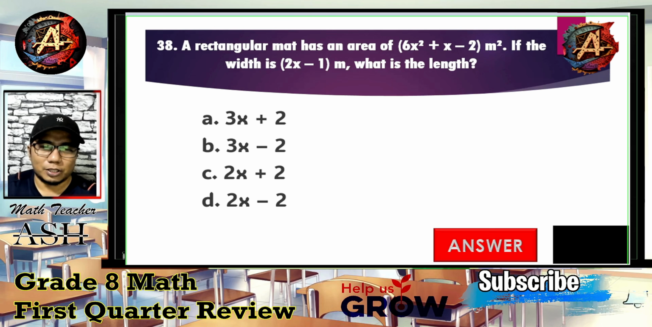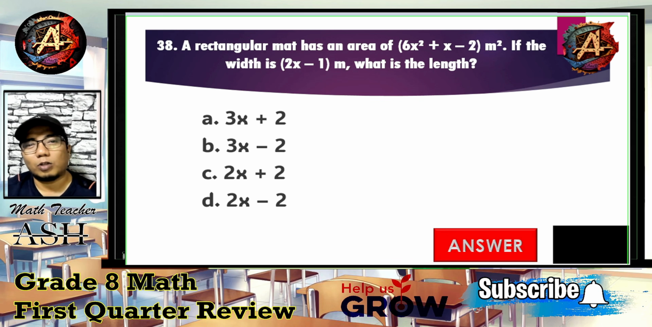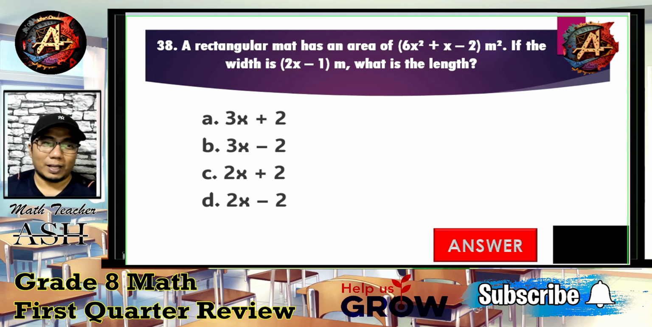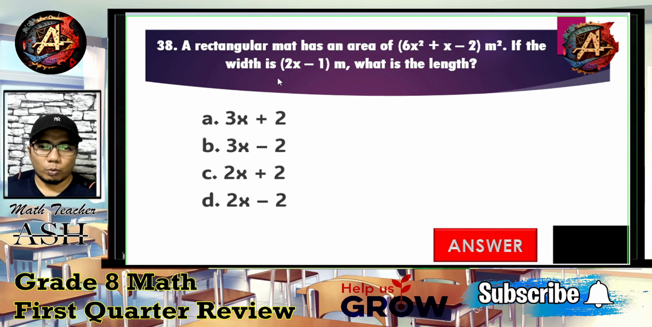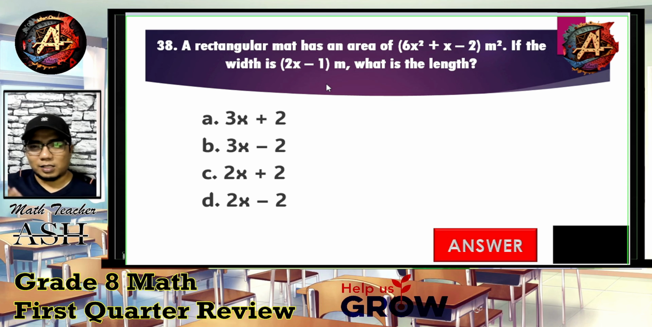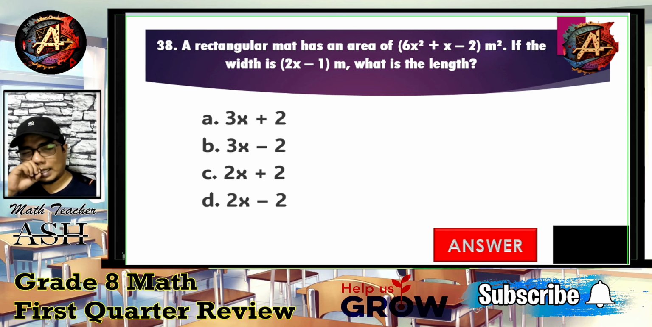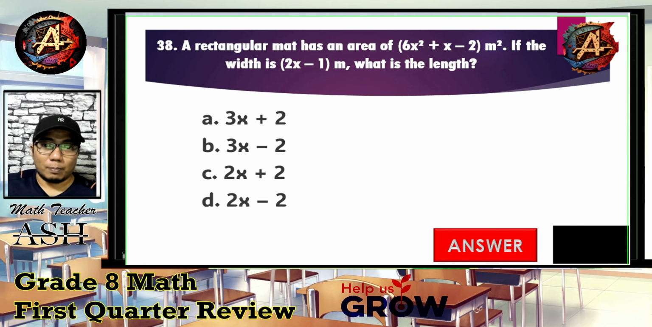Alright, my dear math learners, remember that in a rectangle, if you wanted to get the value for the area, what you need to do is you just multiply the length and the width. Now, in our scenario here, the area is already given and the width is already given. So, the length is unknown. So, by reversing the process, in order for us to get the length, we will divide the area by its width.